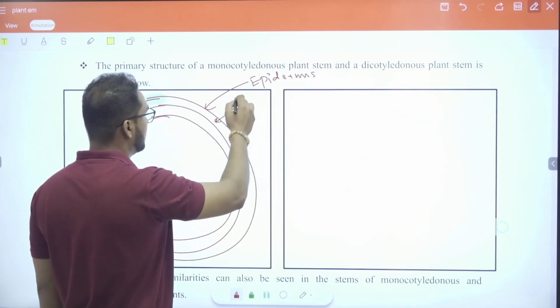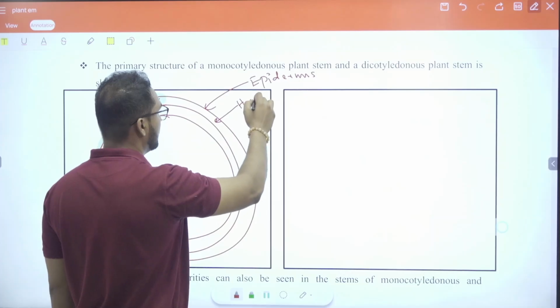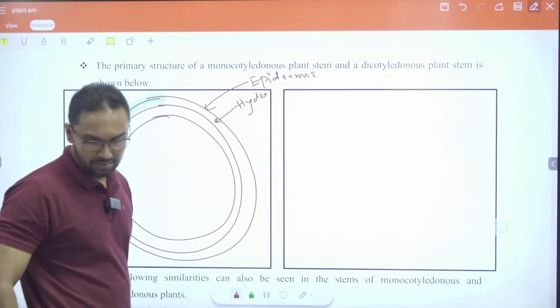And this you call the hypodermis, or the hypoepidermis.